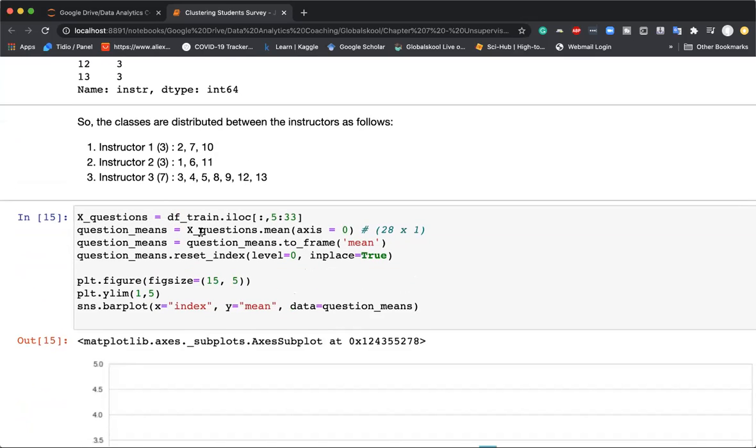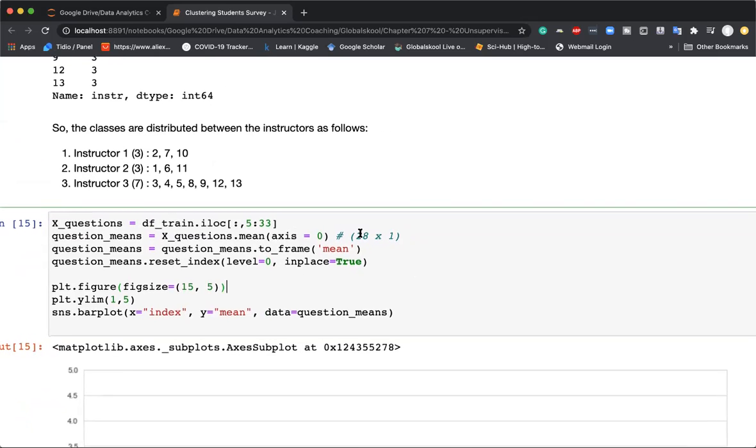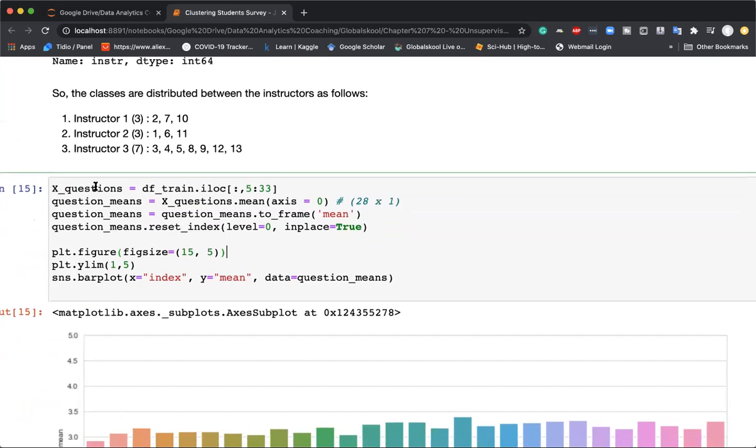Next, what I'm doing is I want to know what is the average response of a student for each of the questions. Okay, what is the average response? So I first take a subset of the bigger data, that is, take just the questions. Column number 5 to 33 are the 28 questions that we have. I take that into a variable called x underscore questions.